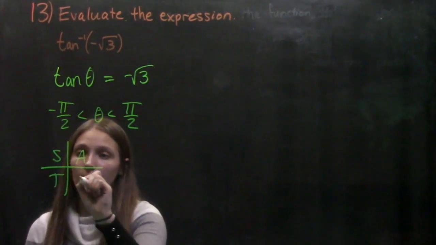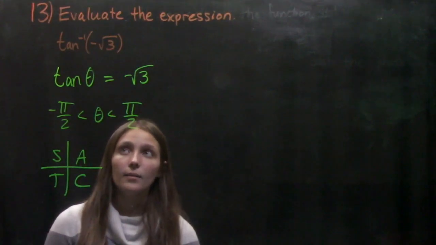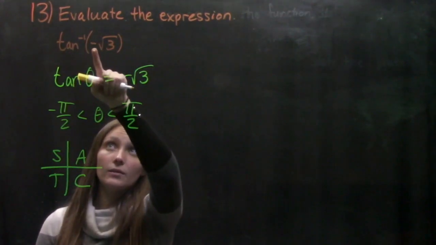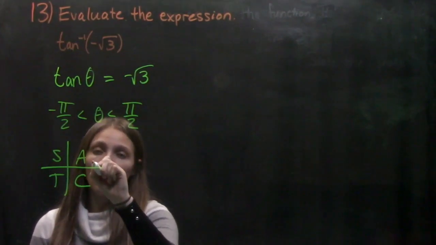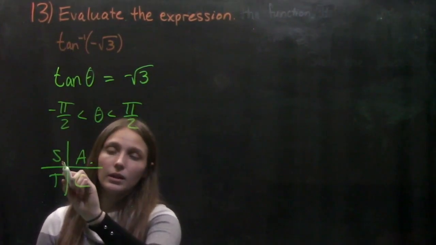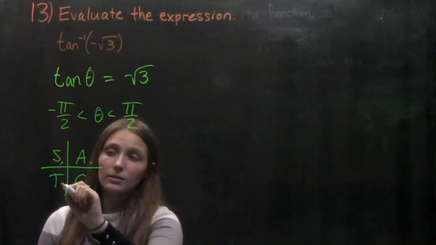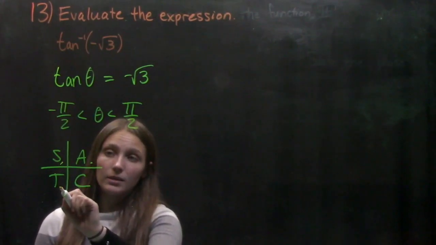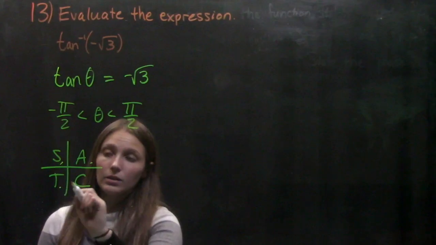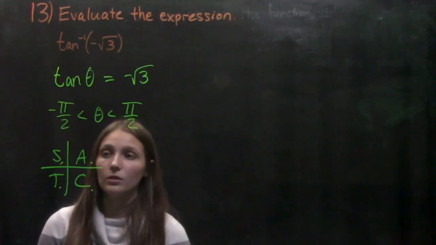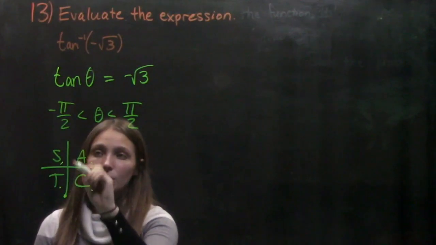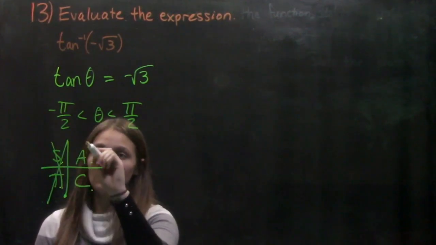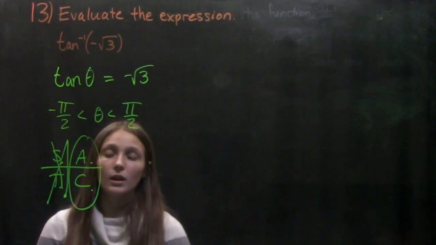All Students Take Calculus, to find out where the tangent is going to be negative, since we've got a negative number here. In the first quadrant, all of the functions are going to be positive. Second, sine and its relatives are going to be positive. Tangent's going to be positive in the third quadrant and its relatives, and then cosine in the fourth quadrant. Since we're going to be between negative pi over 2 and pi over 2, that cancels out these two. So we're going to be either in the first quadrant or the second quadrant.